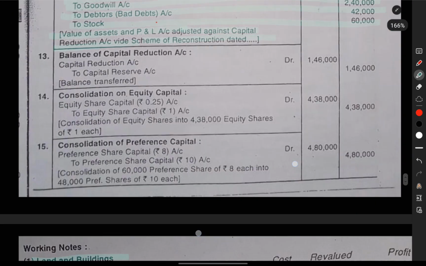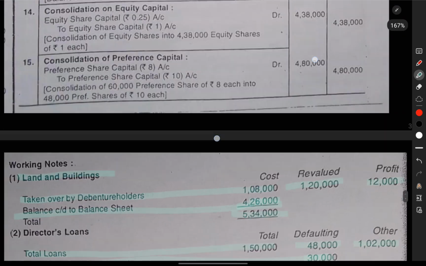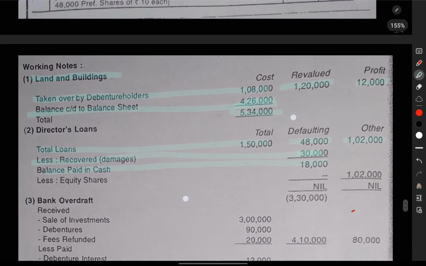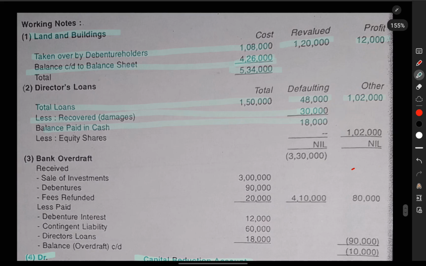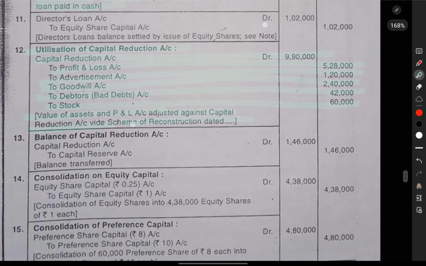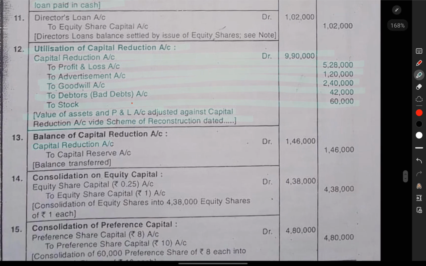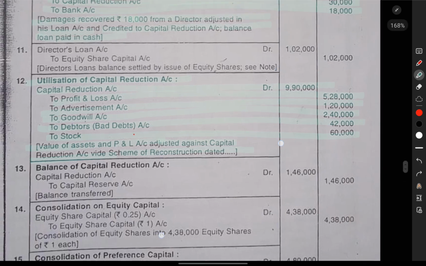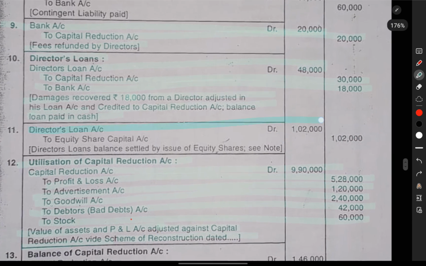And we issue equity shares for the remaining director loans, which is 1,02,000. So the capital reduction account is debited. So the director loan account is debited and to equity share capital account 1,02,000.